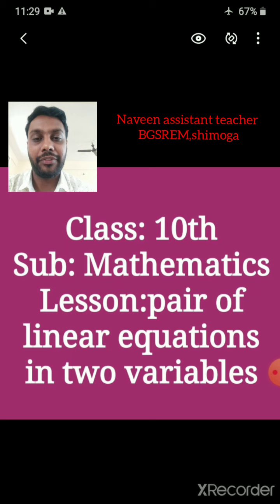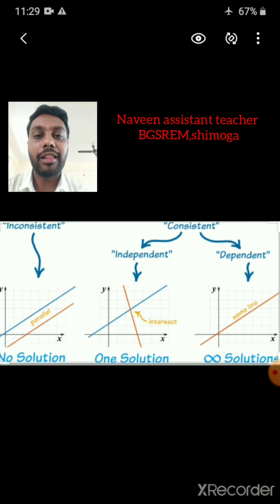Hello dear students, in the previous class we learned the definition of a pair of linear equations, the general form of a pair of linear equations, and some examples. In this class we are going to learn the different types of pairs of linear equations: the inconsistent pair of linear equations as well as the consistent pair of linear equations.